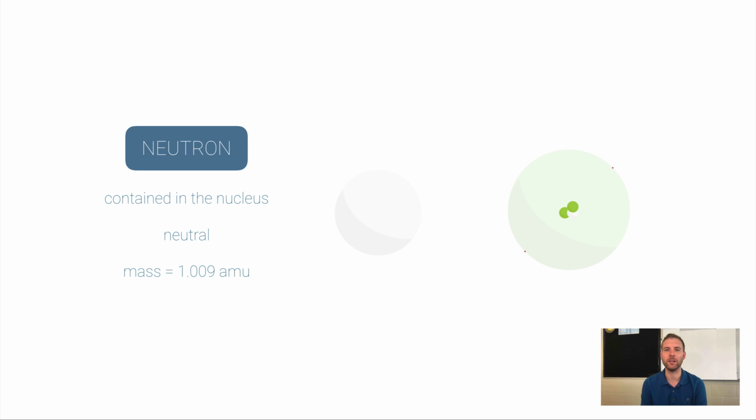And then finally, electrons have a negative one charge. They're located outside the nucleus in orbitals, and their mass is so close to zero that a lot of times we just pretend it doesn't have mass. In other words, we consider the mass of an electron to be negligible.